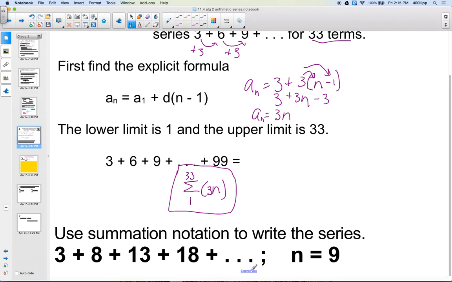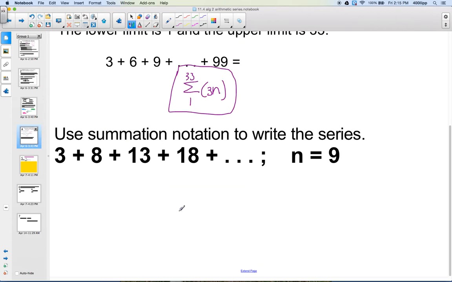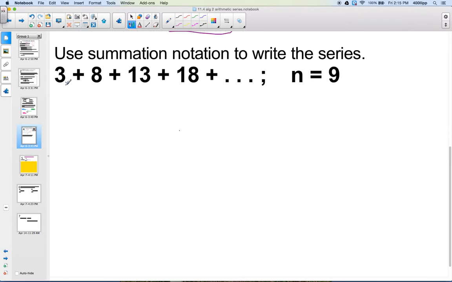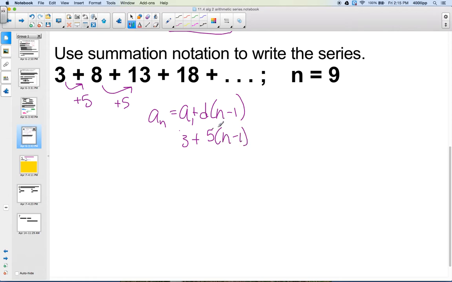Okay, so moving on here, again, we're just writing the summation notation. We want to make sure, again, that this is an arithmetic series, and again it is, we're adding 5 to get to the next term. So we need to write our explicit formula, a1 plus d times n minus 1. Our first term is 3. Our common difference is 5. We're going to distribute in our 5 here, 3 plus 5n minus 5. Combining our like terms, we get 5n minus 2.